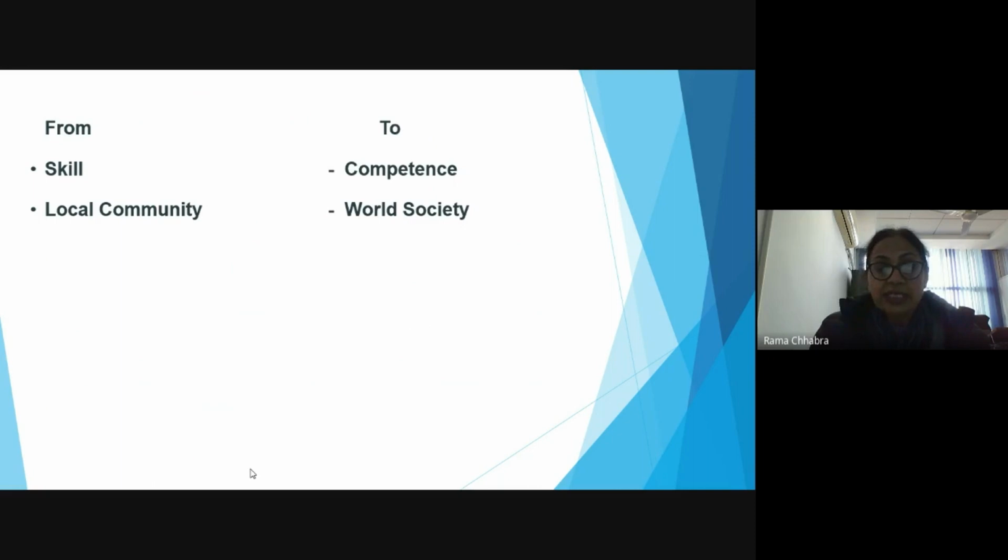Now, the focus is, earlier we were preparing the manpower as per the local needs. But now, as I said, we are moving towards the world society. We have to prepare the students for international standard. He or she should be able to compete with others in the international market, because these days students are moving abroad for their work, for higher education.